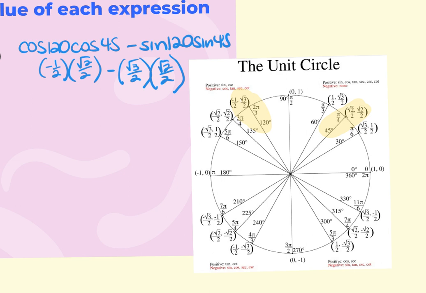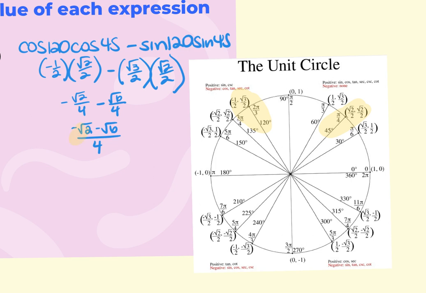Now we're going to just multiply the pairings out. So negative 1/2 times root 2 over 2 would be negative root 2 over 4, minus root 3 times root 2, which is root 6 over 4. And then I can combine those together. I get negative root 2 minus root 6 all over 4. Good so far.